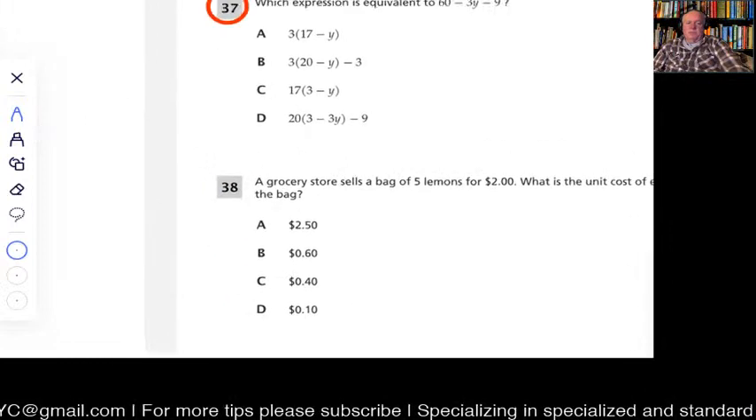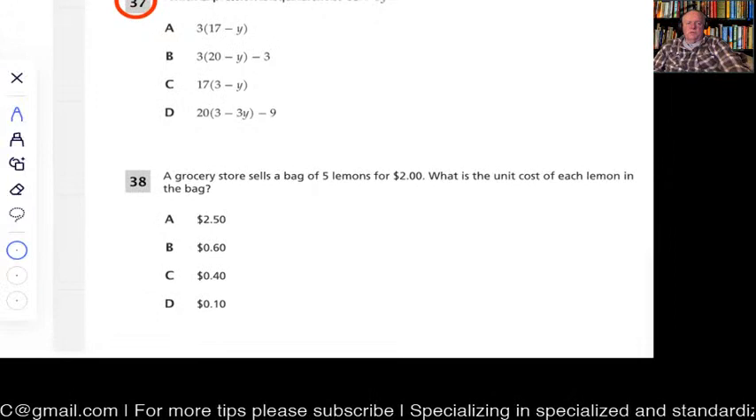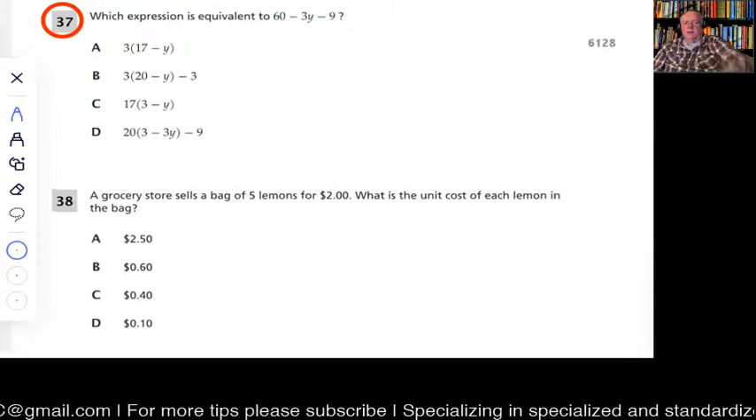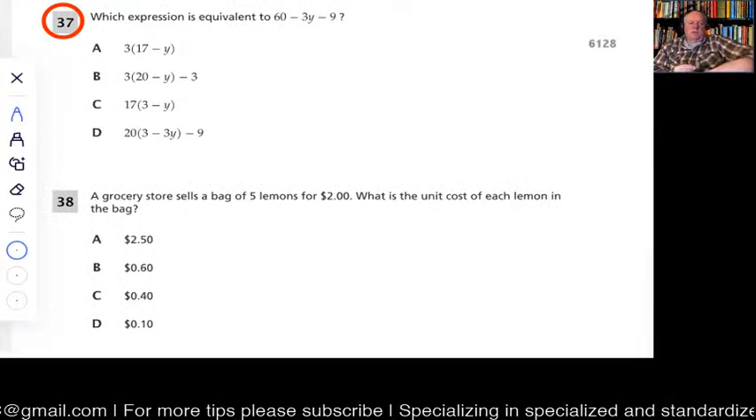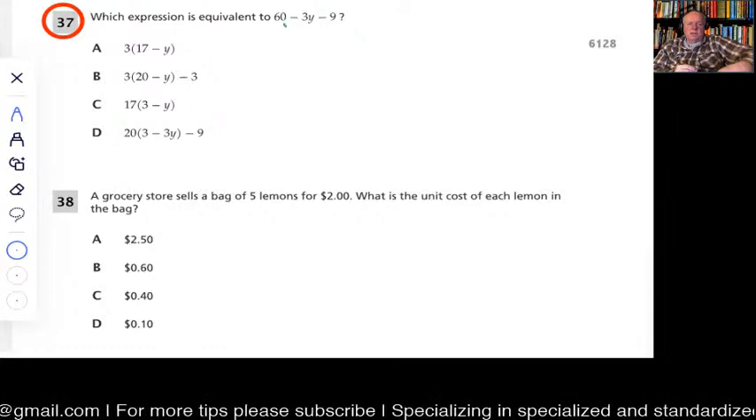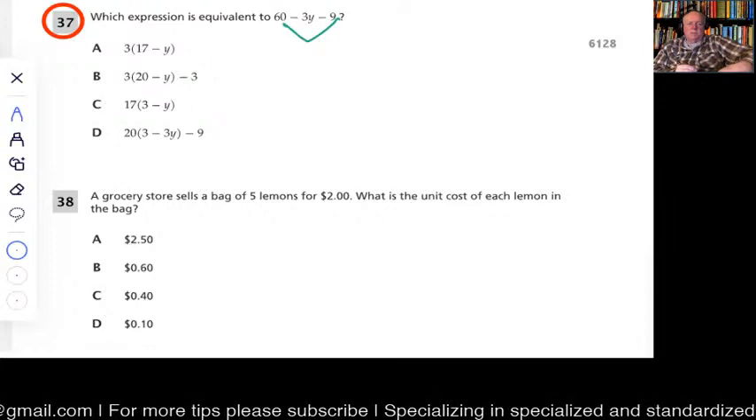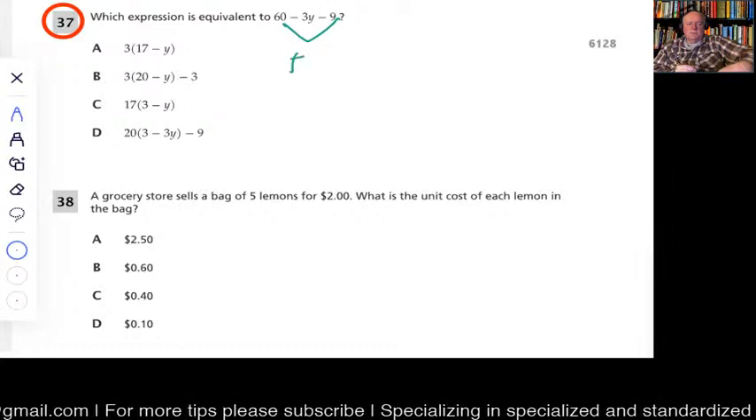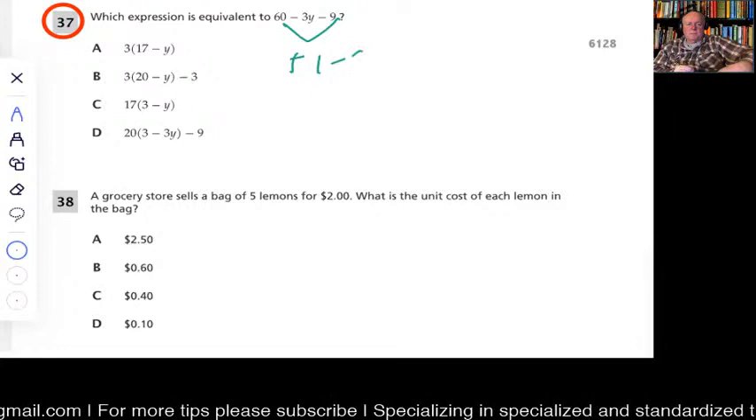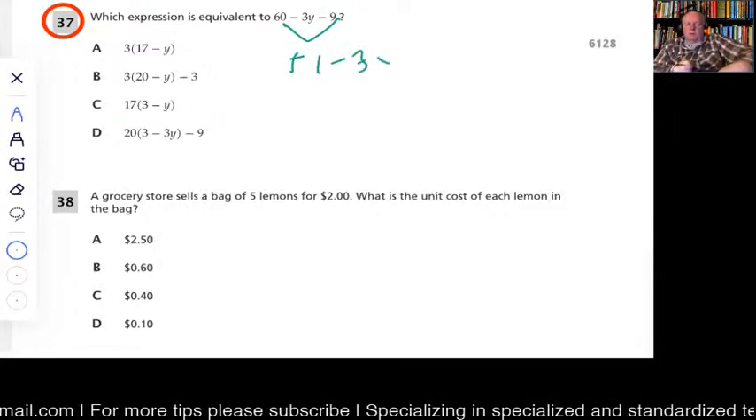Okay, here's another one that almost might be too simple. There is a slight gotcha with it though. So what we're going to do first with this is combine like terms. These are our 2 like terms. So 60 minus 9 is 51. And 3y still stays 3y.